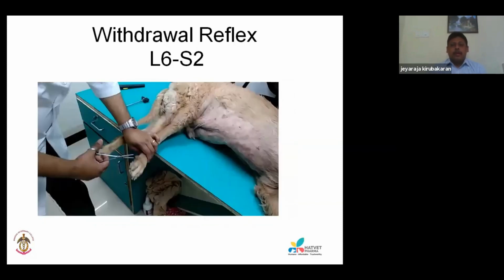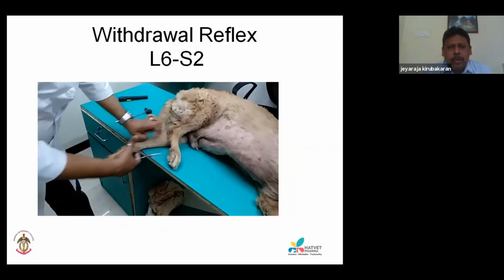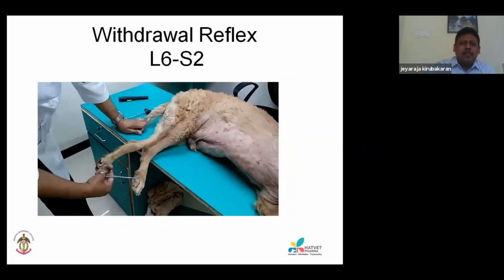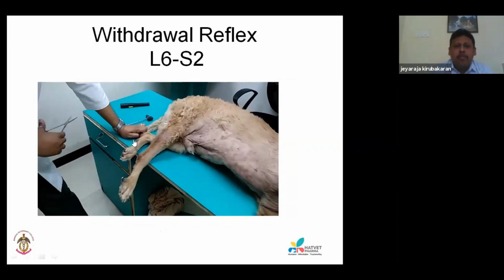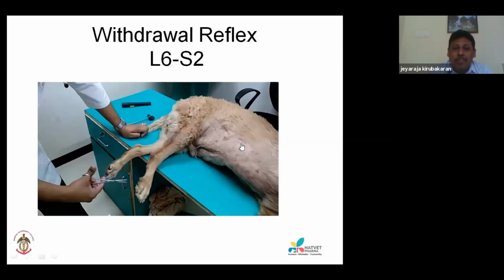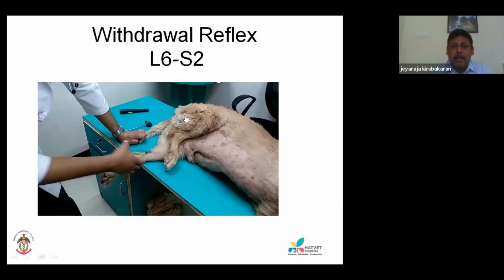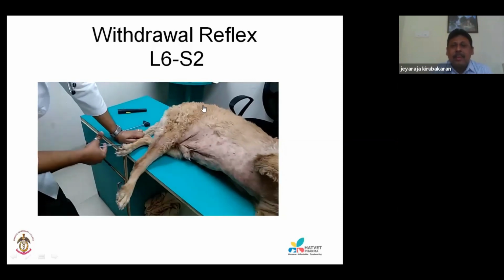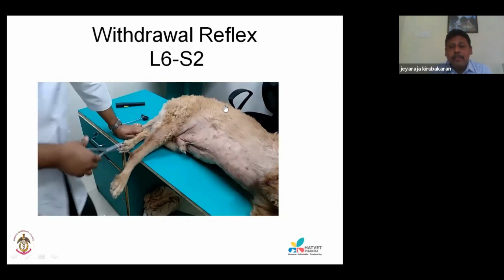Okay, this is withdrawal. I'm not pinching too much, a little pinch I'm doing. So this limb is moving, but the other limb does nothing. But here you see the other limb is moving outward when I'm pinching here. This is called crossed extension. If withdrawal is there, it's fine. If there is a crossed extension, it means there is some UMN lesion. Suppose if it is in the forelimb, the lesion is above the L4 segment.